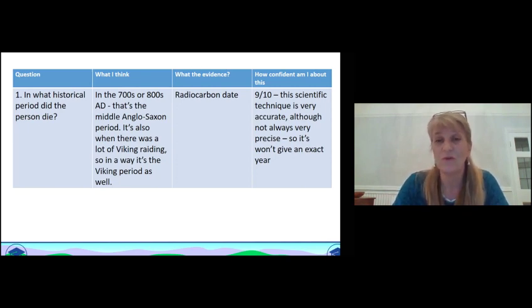What's the evidence for that? Well, there were the finds, of course, but the key evidence is the radiocarbon date, because that's from the skeleton. The finds didn't actually come from in the grave, because Christians tend not to be buried with things with them at all. How confident am I about this? Well, I gave this a 9 out of 10. Radiocarbon dating is a scientific technique. It's very accurate, although it's not always very precise. It has quite a wide margin, as you've seen, so it won't give an exact year.